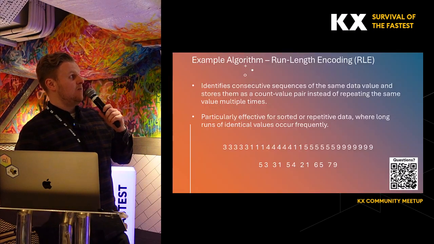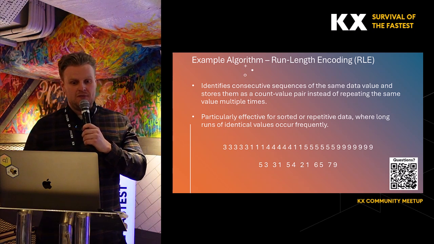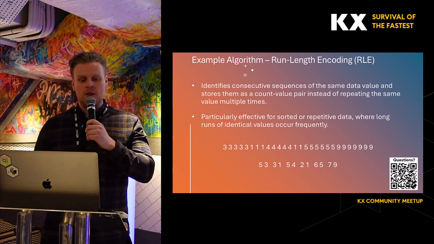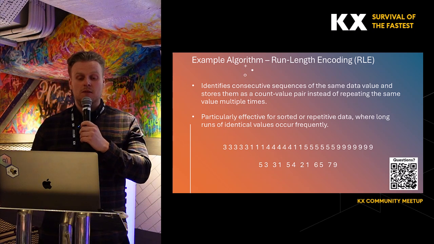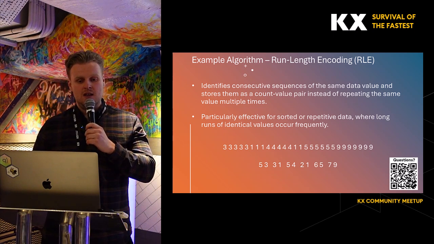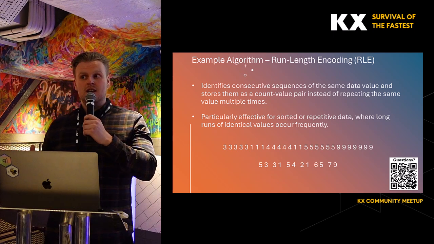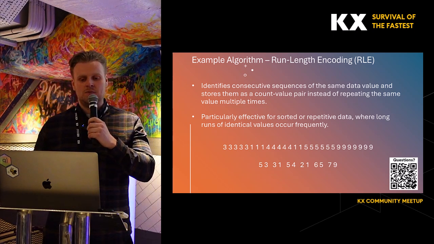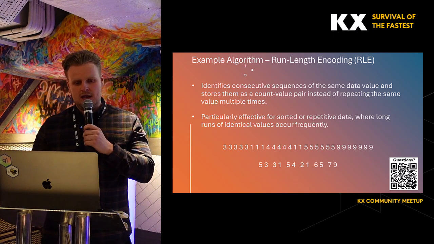A quick example, just to help visualize what's going on behind the scenes when we're talking about compression. Run-length encoding is a common algorithm that identifies consecutive sequences of the same data value and stores them as a count-value pair instead of repeating the value multiple times. This is particularly effective for sorted or repetitive data, where long runs of identical values occur frequently. I chose this example because later we'll see how sorting your data can have dramatic effects on your compression performance, and this will help you understand exactly why.